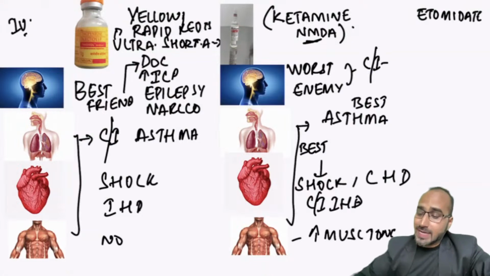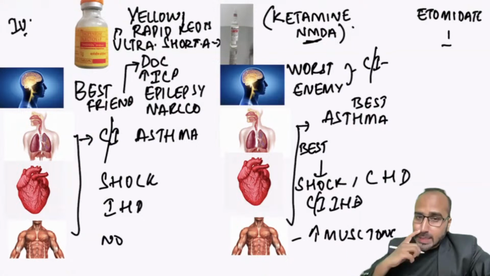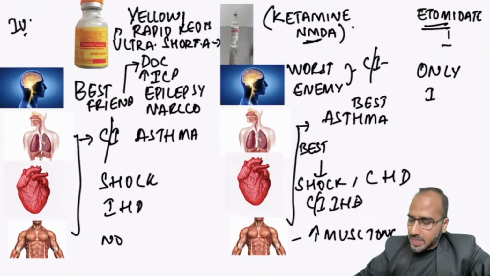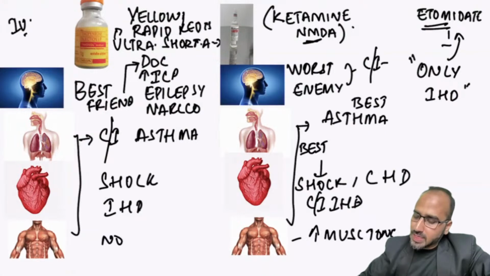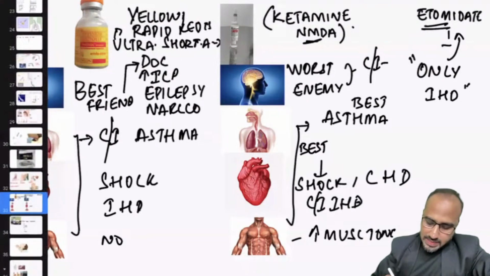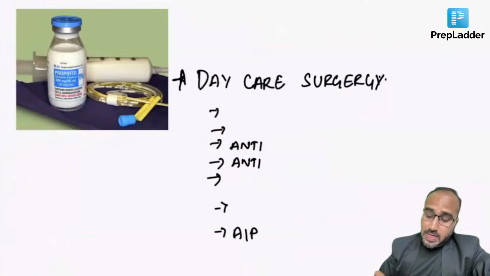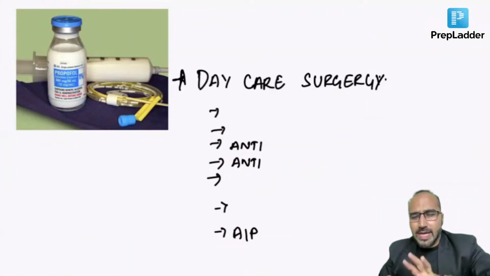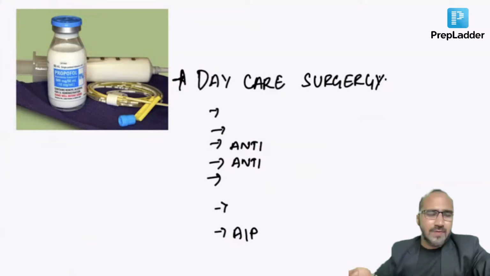Next is etomidate. Guys, remember etomidate, only one thing you have to remember. Etomidate is the only IV induction agent used in ischemic heart disease. Why? Because it does not increase the heart rate. Only IV induction agent used in ischemic heart disease. Okay. Right. This is regarding this. Okay. Next coming to propofol. Now propofol, by looking at the picture, is a milky white solution. Milky white solution made up of egg lecithin and soy.